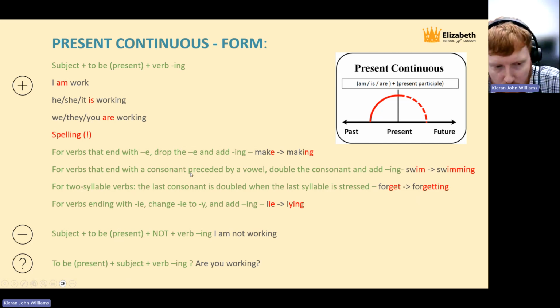And let's have a look at the question form. In the question form, what we do is we take our normal order and change it the other way around. In the positive sentence, it is I am working, but if we make it into a question, it would be am I working? If it was she is working, we change it around to is she working? And if we have, for example, you are working, we would turn it the other way and it becomes are you working? So that's a nice simple way for you to remember that one. Just turn it around.